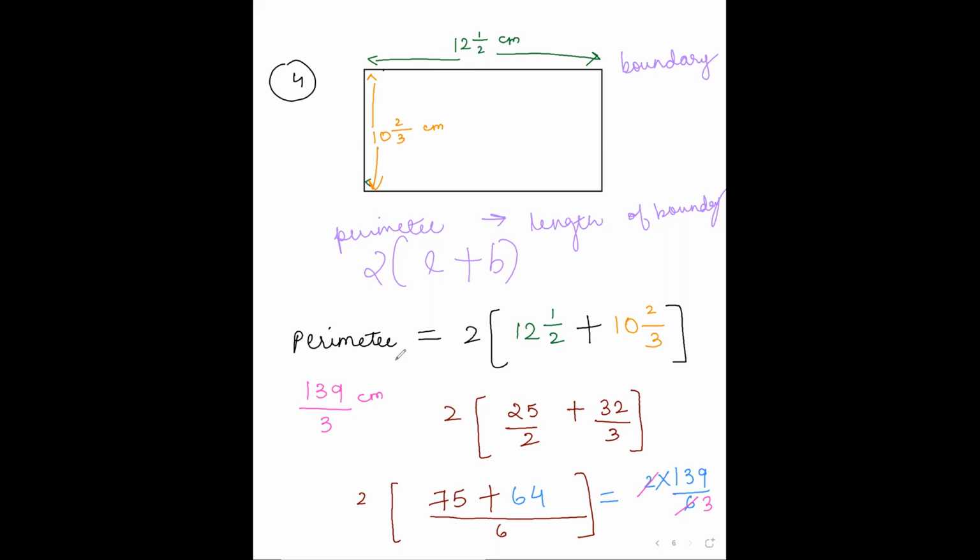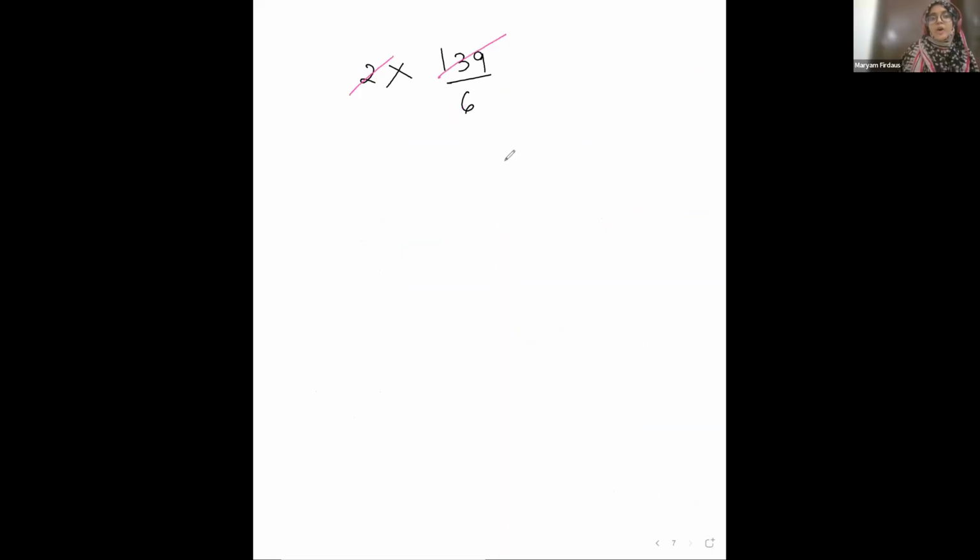Can you show how to cancel again? We had 2 multiplied by 139 by 6, right? So see, you can only cancel numerator with the denominator. You can't cancel numerator with numerator or denominator with denominator. People living on the same floor, they are friends. They won't cancel each other out. So you can cancel someone on the first floor with someone on the ground floor.